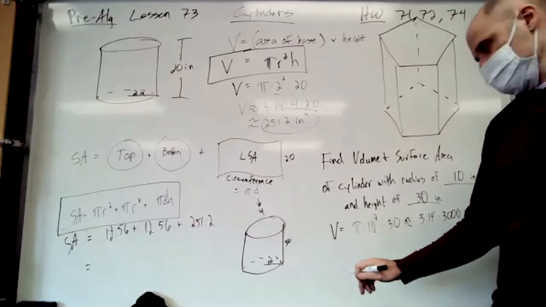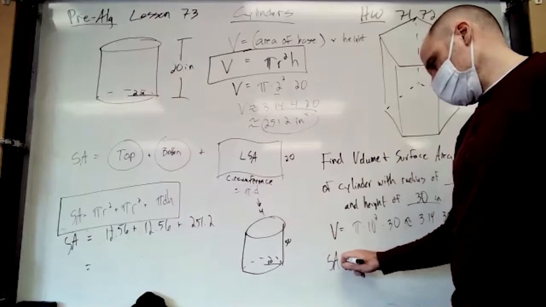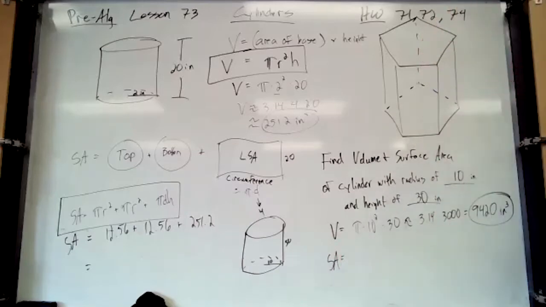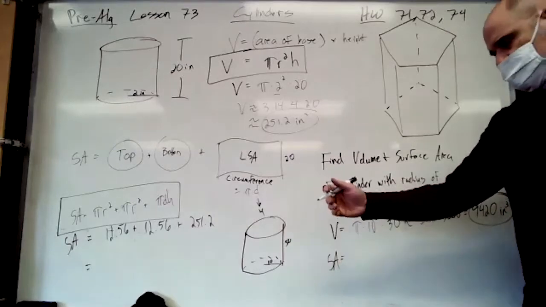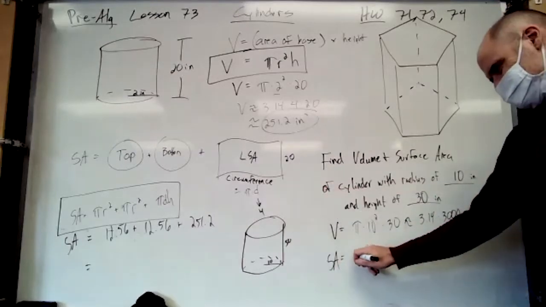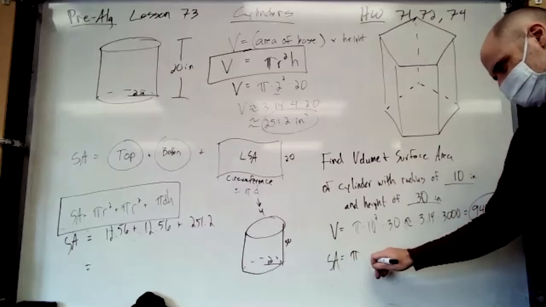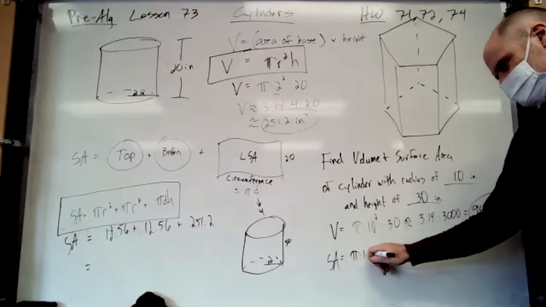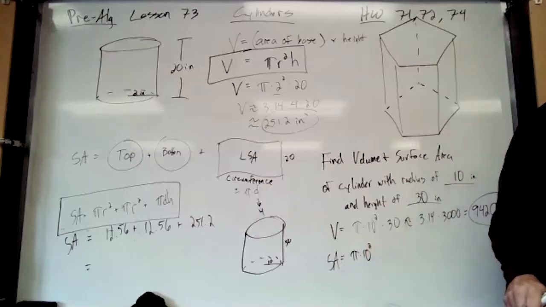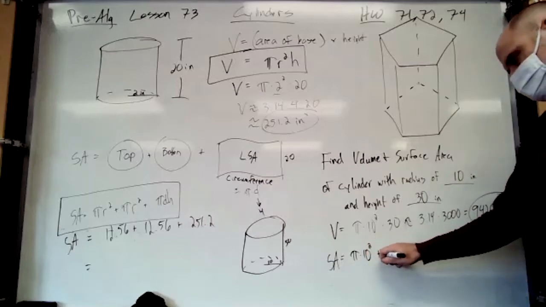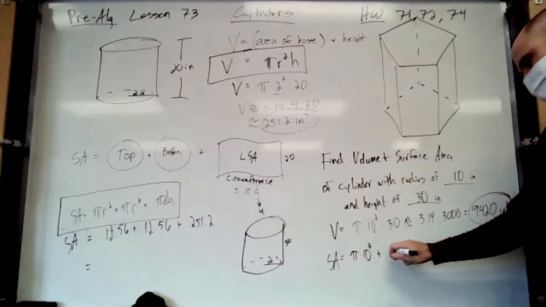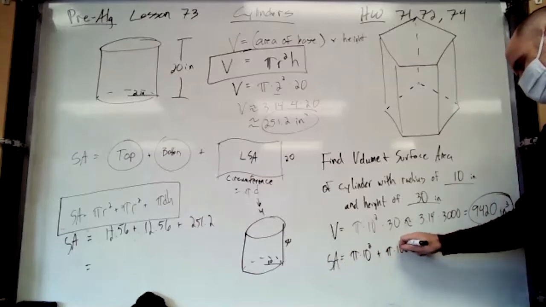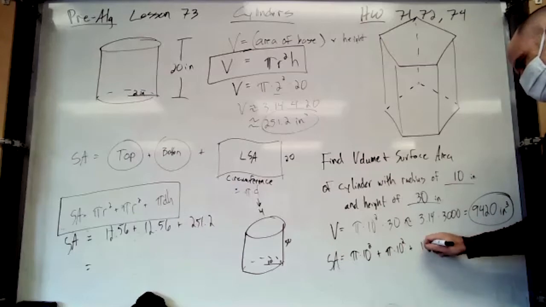What'd you get for surface area? Is the surface area 125? Nope. Wrong. Okay, let's plug in our values. Pi r squared. 3.14 times 10 squared, which is 3.14 times 100. And then you do this, and then you just add those together.